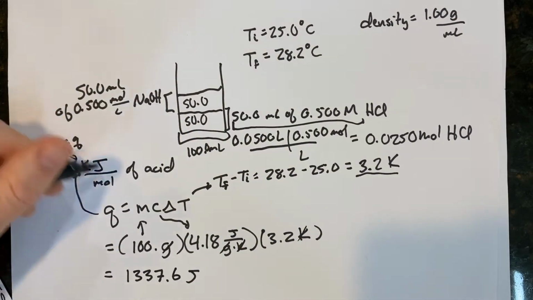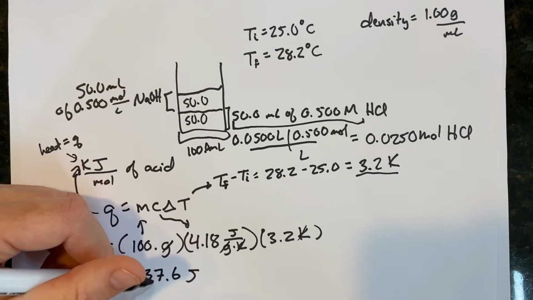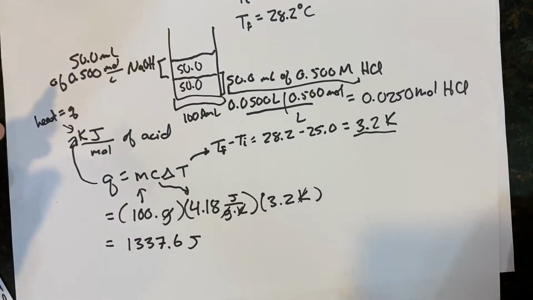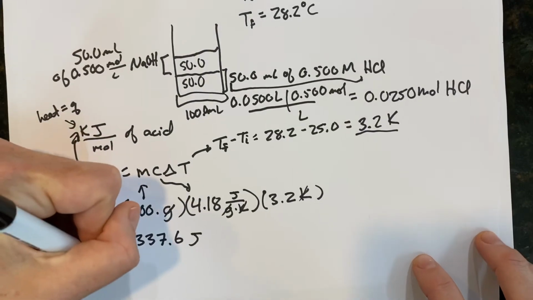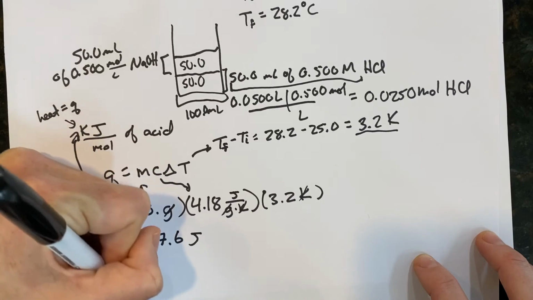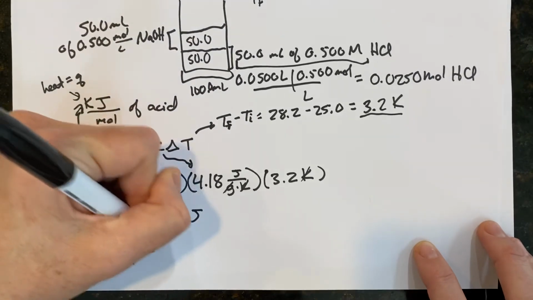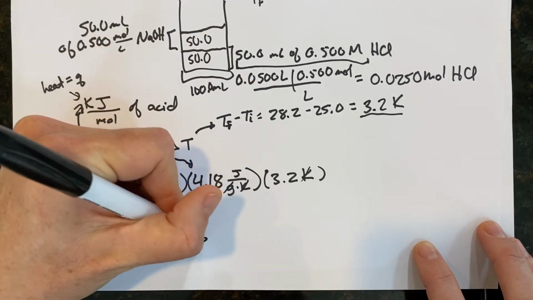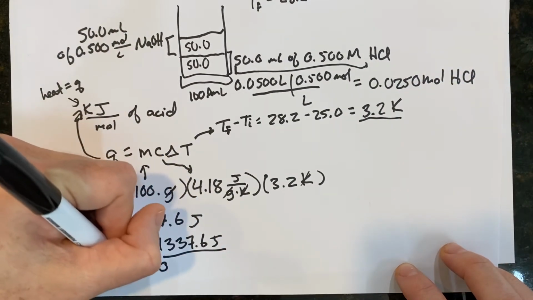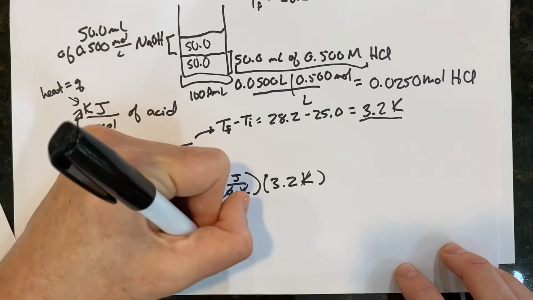All right, that's cool, but it asks for joules per mole or kilojoules per mole. We can go ahead if you want to and put it into kilojoules. Again, I don't know if it asks for that or not, and I don't have the question with me, so let's go joules per mole, and then we'll turn it into kilojoules per mole just in case. So for joules per mole, we're going to say that's 1,337.6 joules, divided by the total number of moles of the acid, because it specifically said moles of the acid, divided by 0.0250.